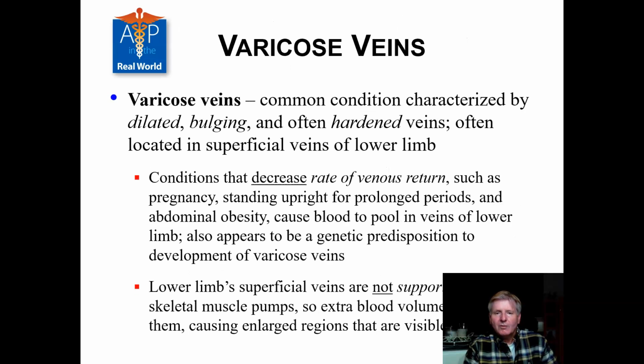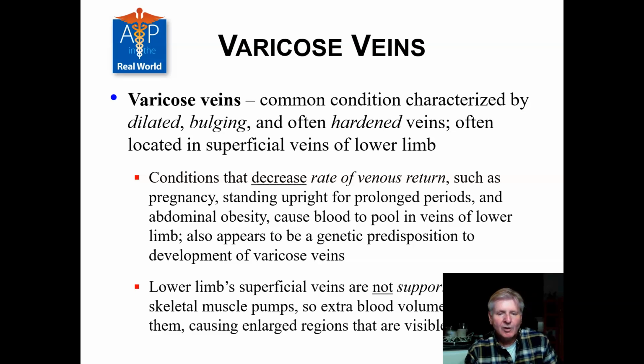Okay. Varicose veins. This is a condition that's characterized by dilated, bulging, and often very hardened veins. They're often located in the superficial veins of the lower limb, especially in occupations where there's long-term standing on your feet all day long. Any condition that decreases rate of venous return, like pregnancy, standing upright for prolonged periods, abdominal obesity, that can cause blood to pool in the veins of the lower limb. And there also seems to be a genetic predisposition to varicose vein development.